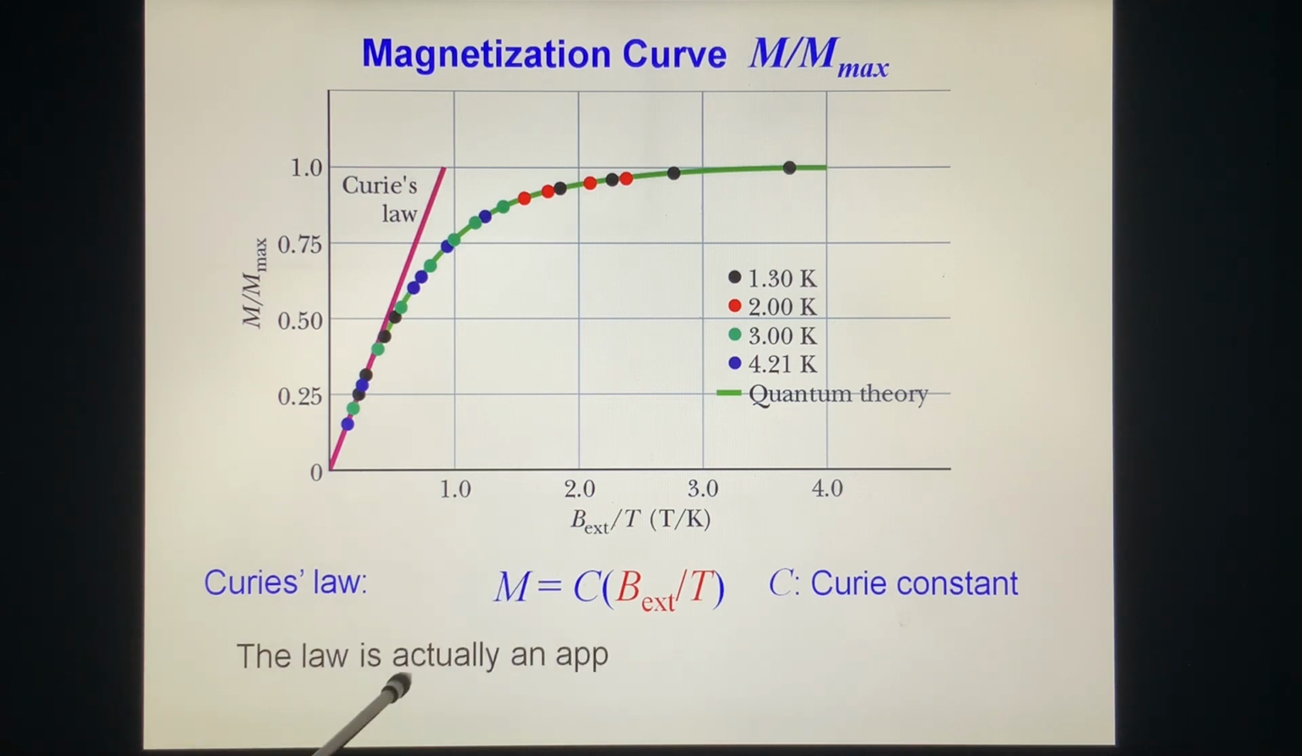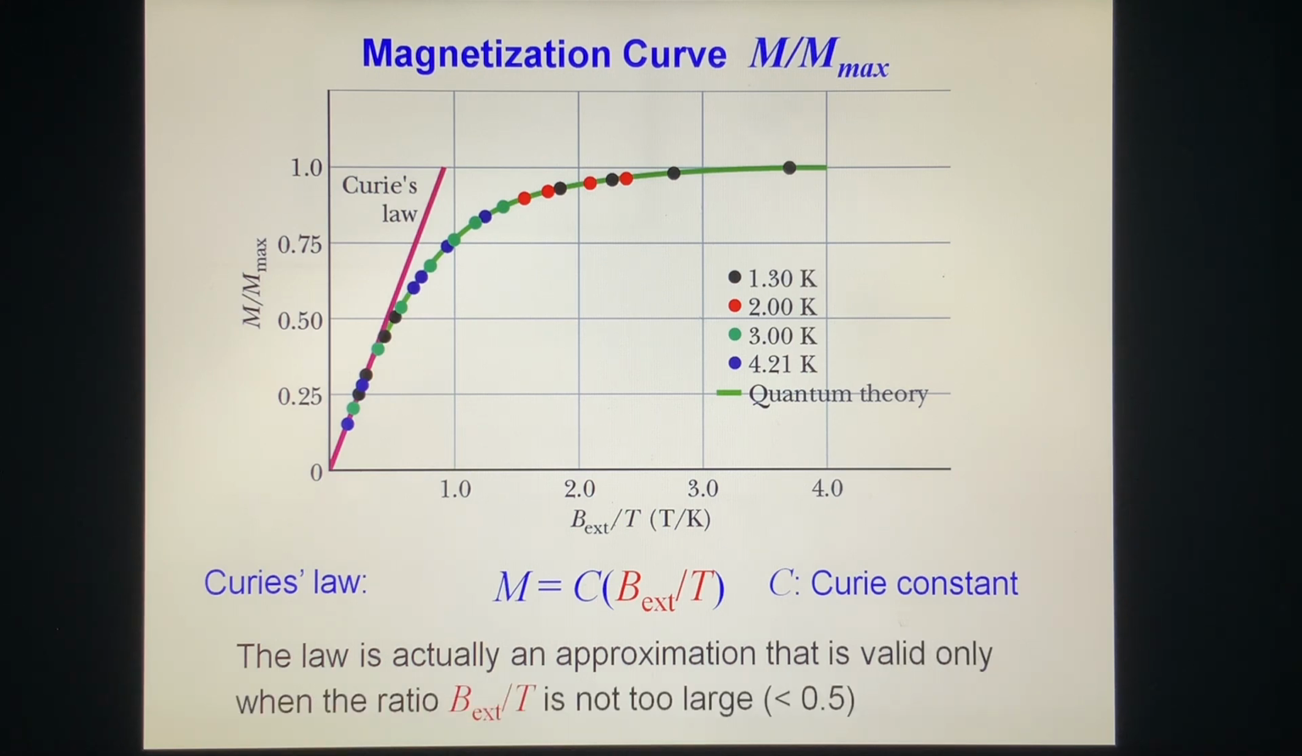The law is actually an approximation that is valid only when the ratio B over T is not too large. You see, only this part is linear, only this part is satisfied. In this case, B external over T is less than 0.5. Or when the temperature goes low, B over T gets high, we have to explain with quantum physics of magnetism.